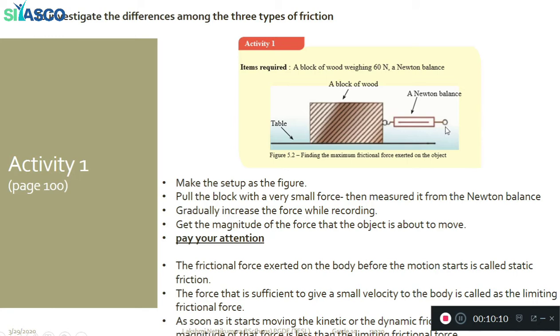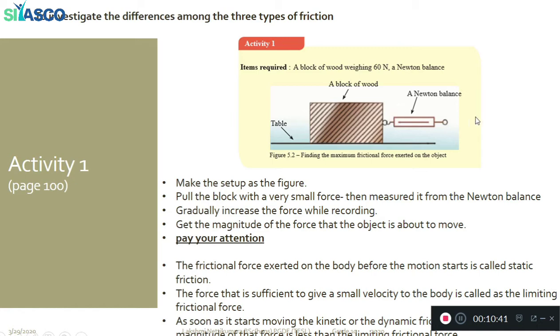When you conduct this activity, you will be able to observe that up to a certain point we are not able to move the block. But once you go beyond that point, it would be easy to move the block. So how can we reason this out? To a certain point we cannot move it because of the force against the motion.